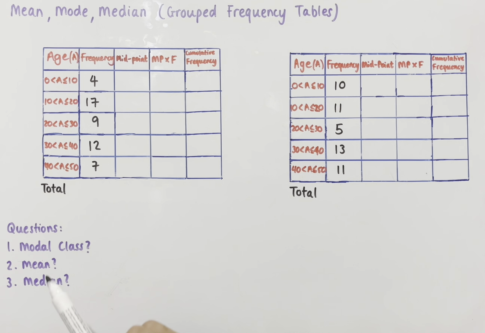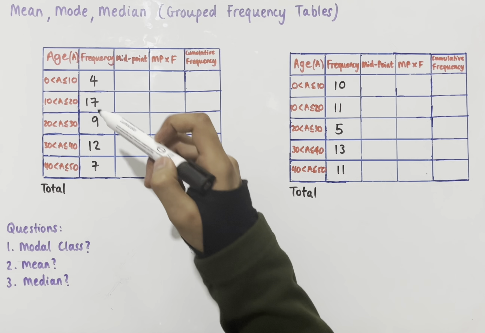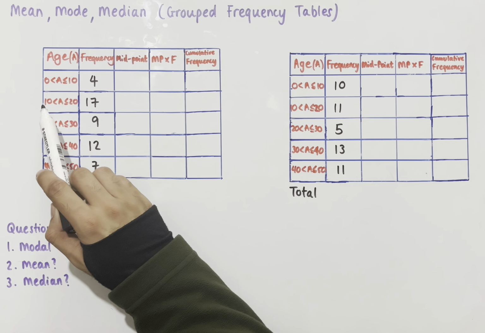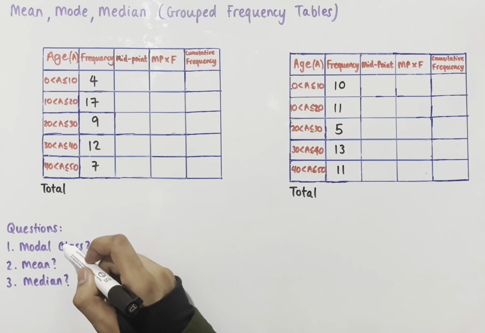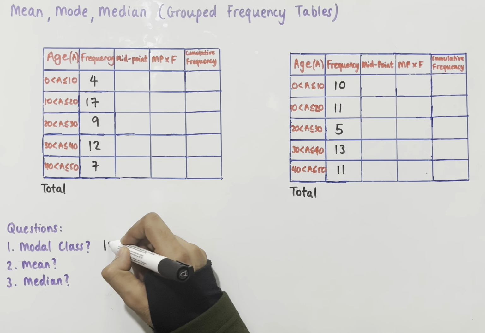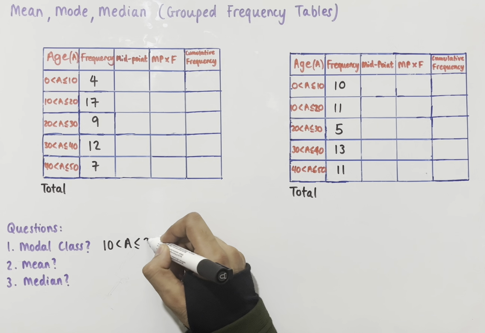So the first thing we're going to do is think about the modal class. Now the modal class is the class that has the highest frequency. And so if we look at the first grouped frequency table here, the class that has the highest frequency is this class between 10 and 20. And so the modal class for the first grouped frequency table is 10 < A ≤ 20.